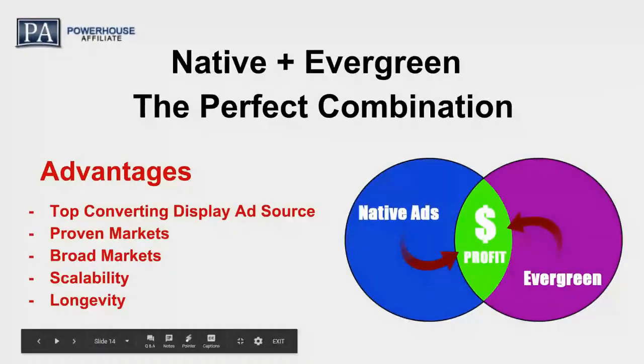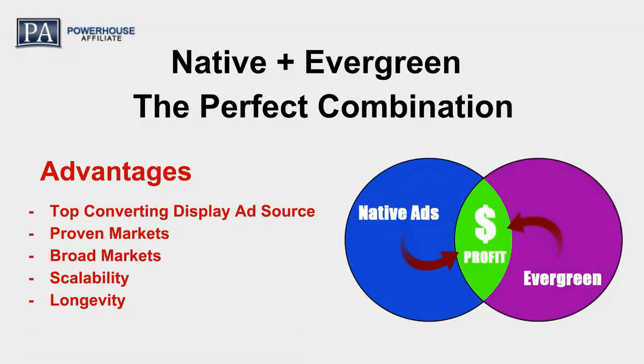Native and evergreen is the perfect combination, in my opinion, and the reason why is you're using the top converting display ad source available right now. With evergreen, we're looking at proven markets. We know weight loss has been effective, and it always will be. Since I've started affiliate marketing, weight loss has been one of the biggest markets within the space.